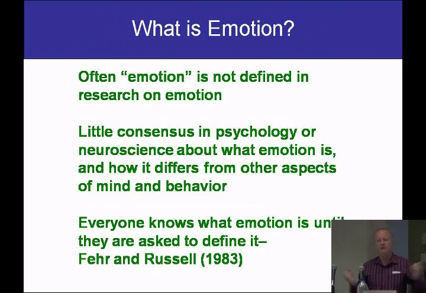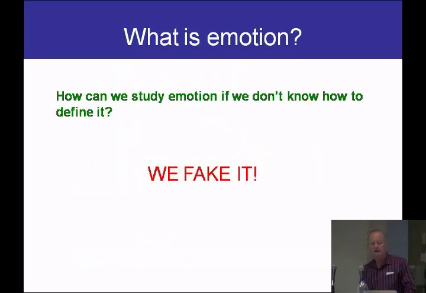The famous quote is, everyone knows what emotion is until they're asked to define it. And if we went around the room, you'd all have different points of view. So how can we study emotion in the brain, especially in the brains of animals, if we don't know what it is that we're talking about? So basically, we fake it. How do we do that?